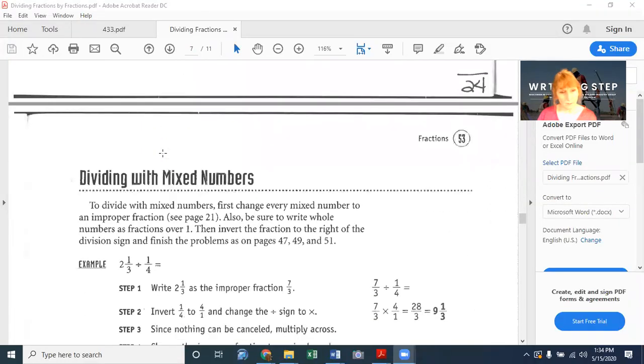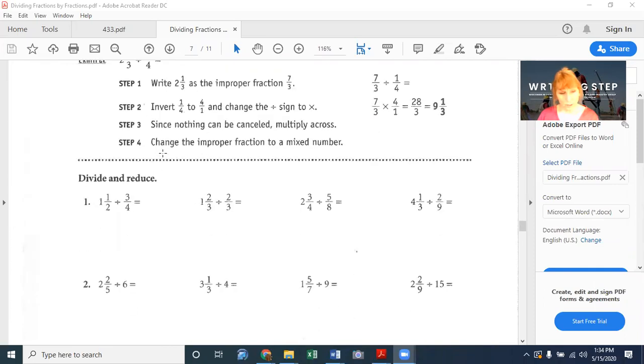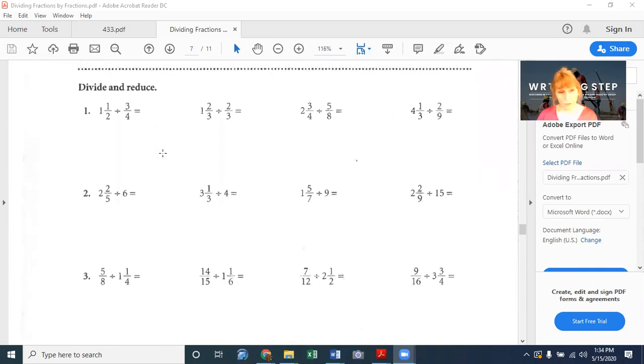Dividing with mixed numbers. So let's try a couple here. Let's go up to dividing and reducing. So we're going to try the first one. 1 1/2 divided by 3/4. Just a few extra steps.